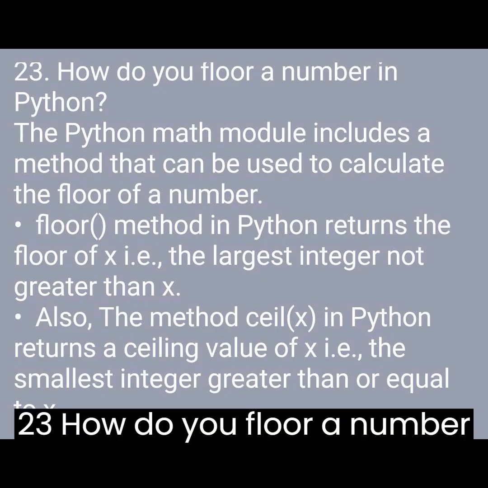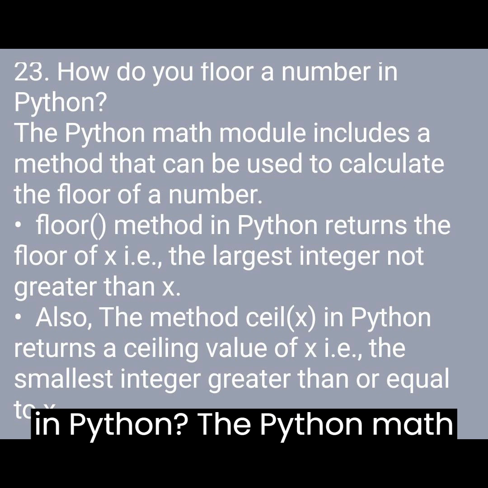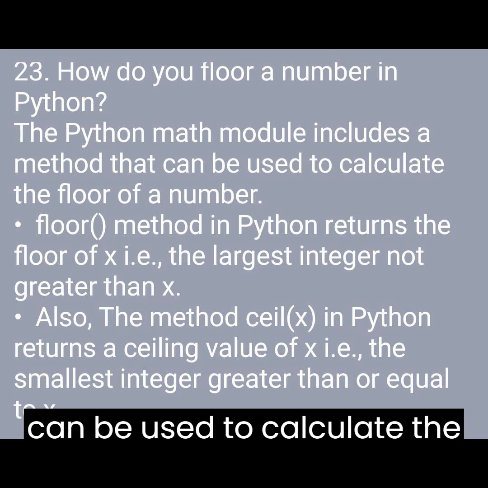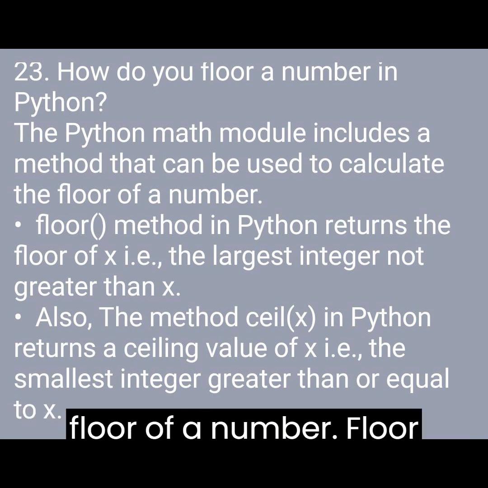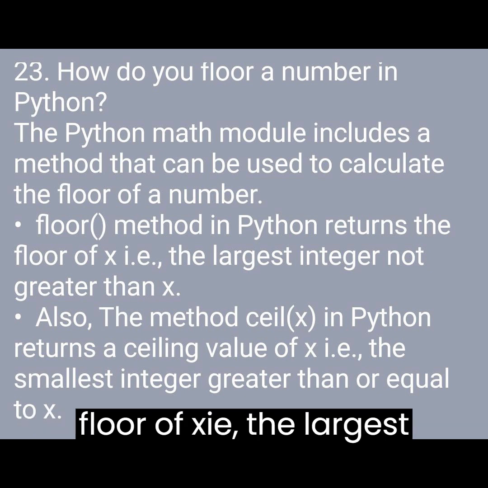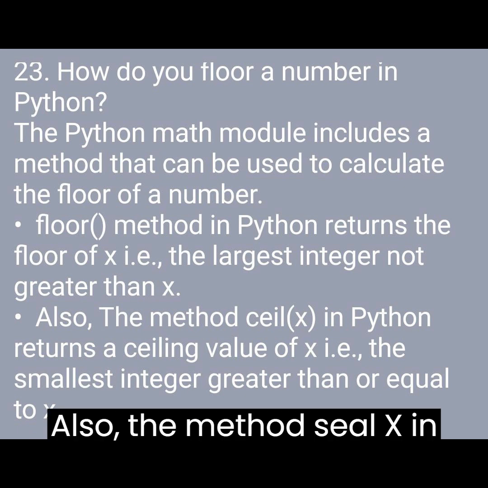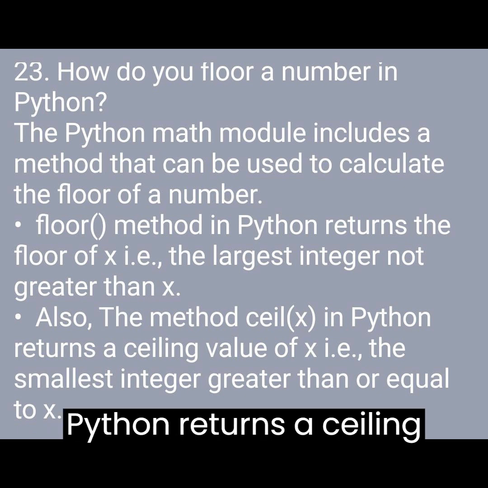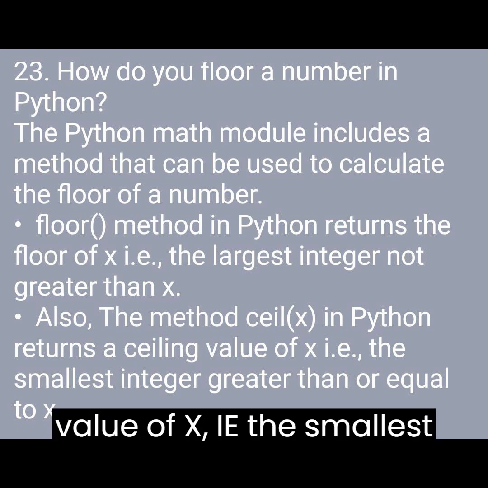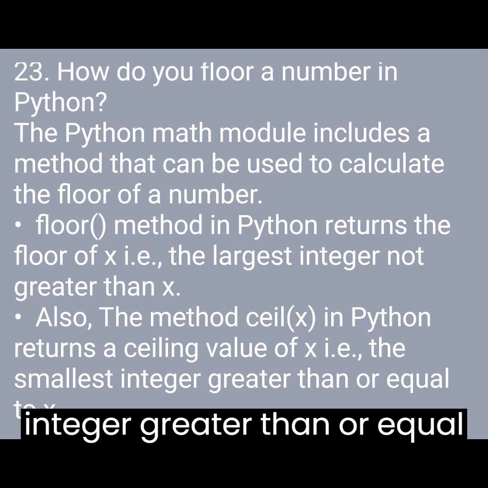23. How do you floor a number in Python? The Python math module includes a method that can be used to calculate the floor of a number. The floor method in Python returns the floor of x, i.e., the largest integer not greater than x. Also, the method ceil(x) in Python returns the ceiling value of x, i.e., the smallest integer greater than or equal to x.